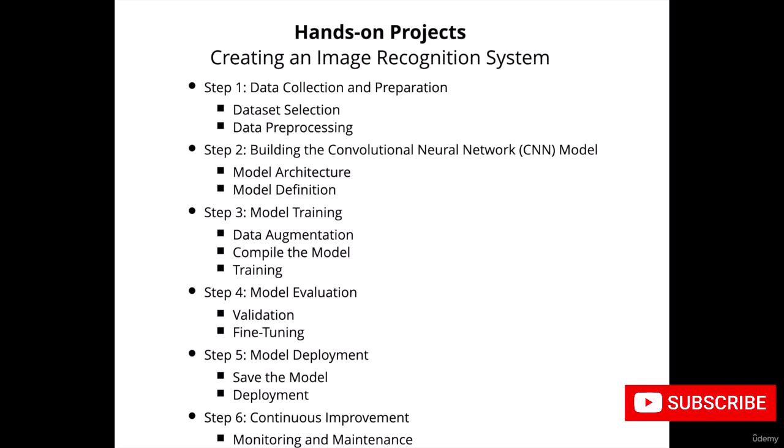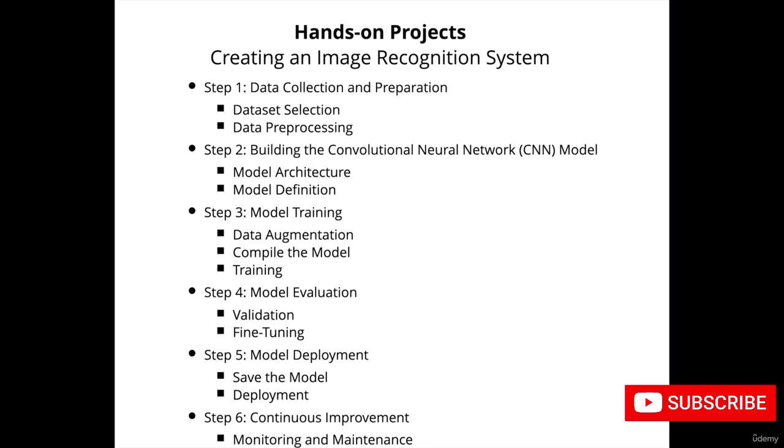Model definition: define the CNN model using TensorFlow's Keras API. Specify the number of convolutional layers, pooling layers, fully connected layers, and output layers. Step 3 is model training. First one is data augmentation. Augment the training data using techniques like rotation, scaling, shearing, etc. to increase dataset diversity and improve model generalization.